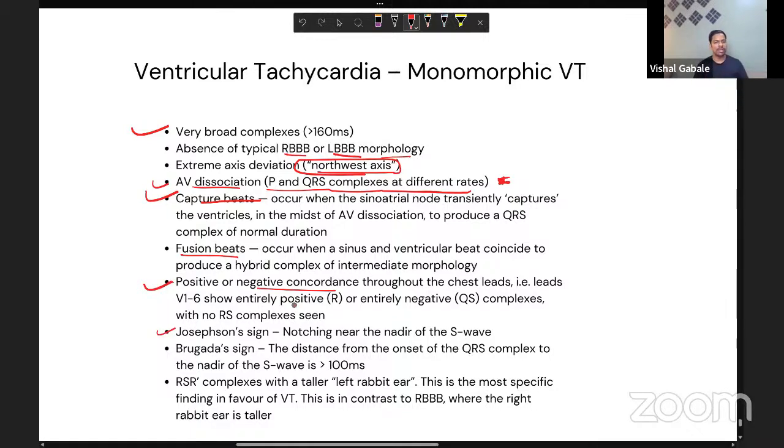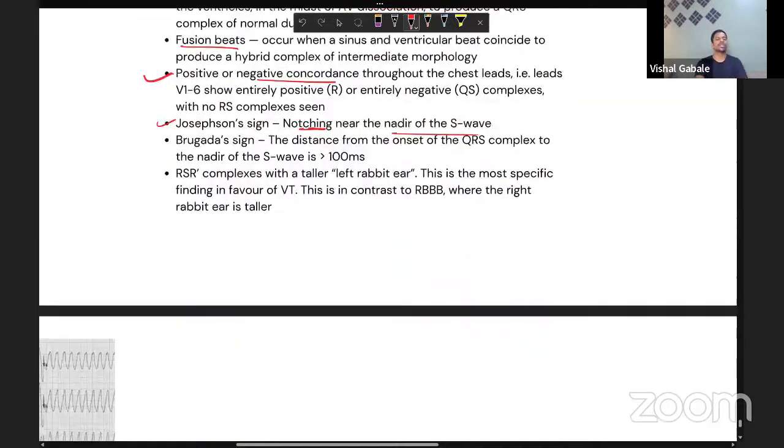Then what is the Josephson sign? Josephson is nothing but a notching near the nadir of the S wave. So the S wave is a deep wave, right? So if there is a nadir, at the point when it is getting up, or what you can say is the ascending part of that S wave, if there is a notch over there, that is called a Josephson sign. What is Brugada sign? Brugada sign is nothing but the distance from the onset of the QRS complex to the nadir of the S wave. Again, nadir means the ascending part of the S wave. So if the distance is more than 100 milliseconds, then that is your Brugada sign. And last is RSR', that is nothing but your RBBB.